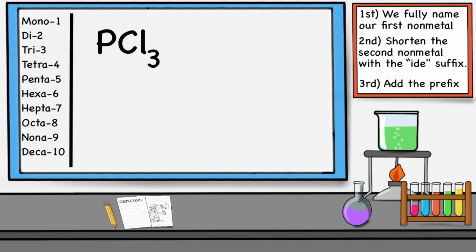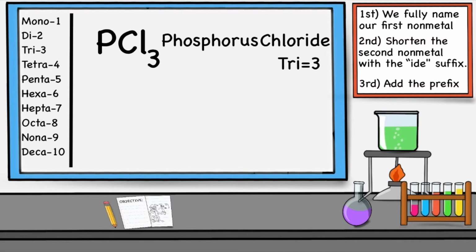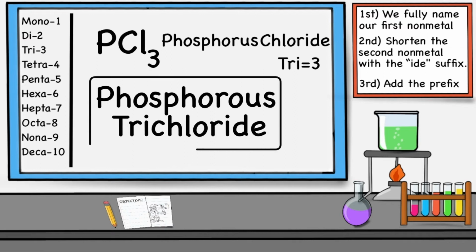Our next one is PCl3. I'm going to say the name of my first nonmetal, which is phosphorus, and then my second one is chlorine, and I'm going to shorten it to chloride. So it's going to be phosphorus chloride. Well, there's 3 chlorines, so it's going to be a tri prefix in front of the chloride. So that's going to be phosphorus trichloride.